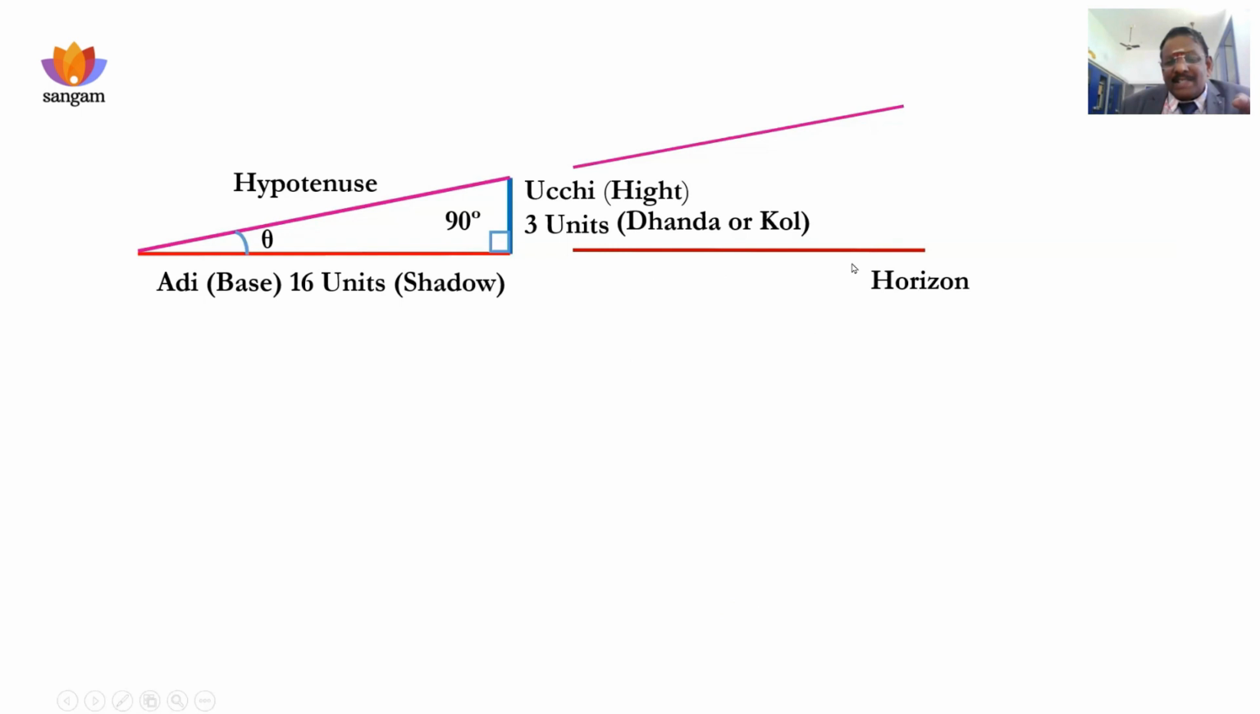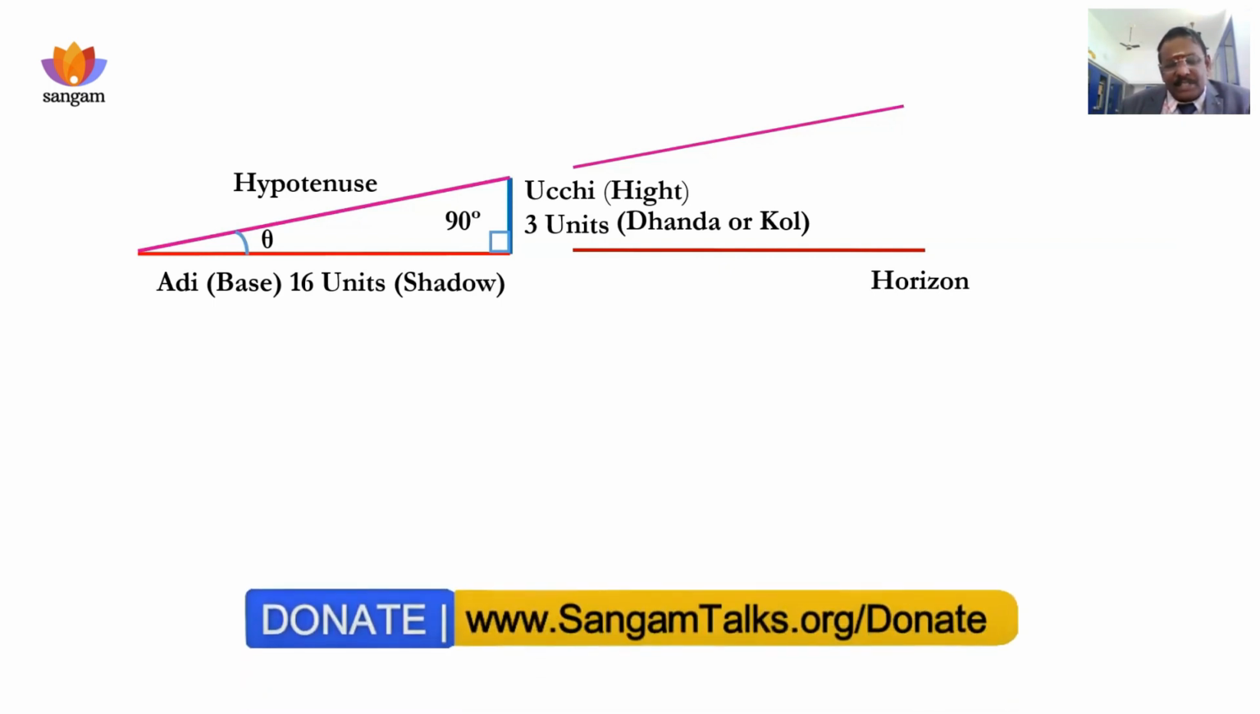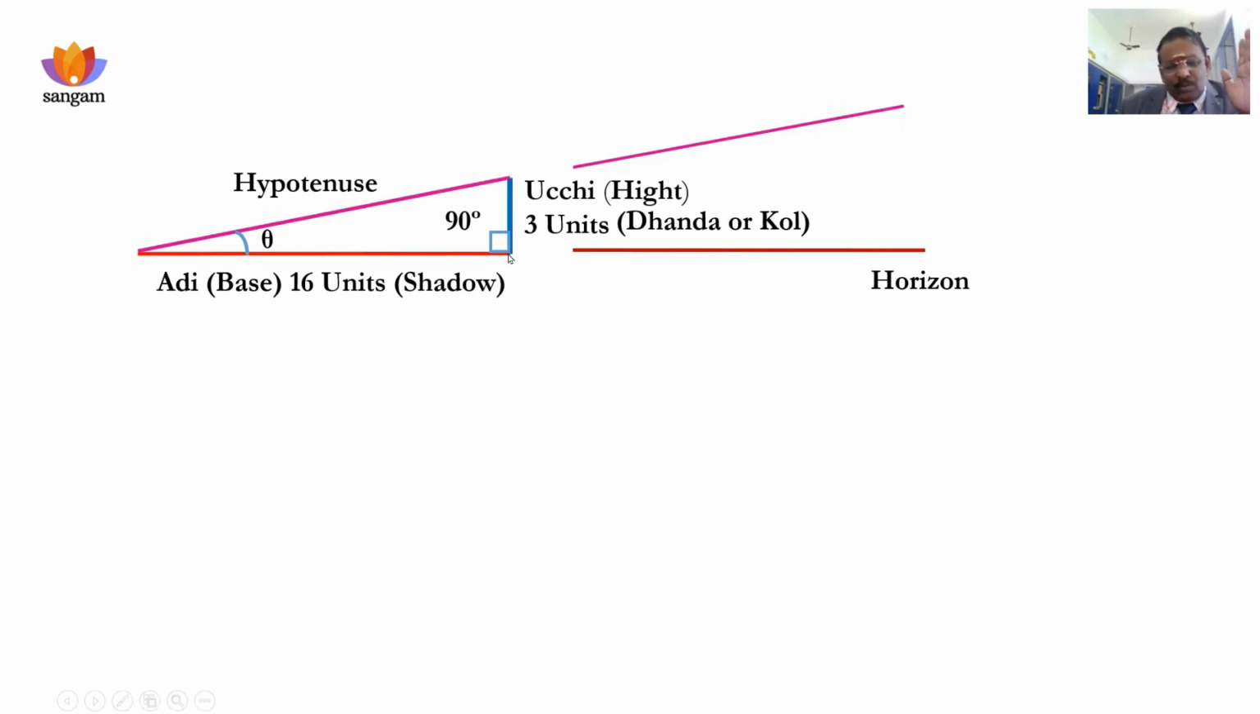So the sun rises on the eastern horizon. At that time the shadow will be on the west, at infinity. When the sun rises, the shadow decreases in length. And at noon, when the sun is at zenith, exact mid-noon, there won't be any shadow. That is the concept. And when the sun goes to the west, the shadow will be on the east.